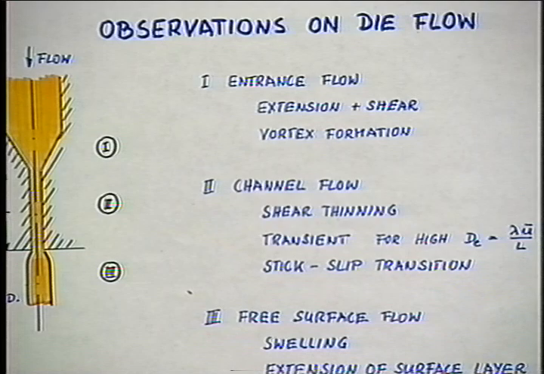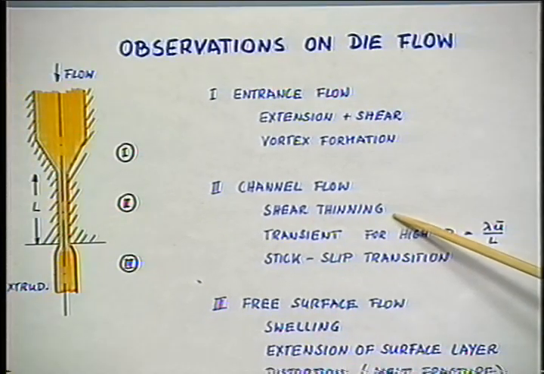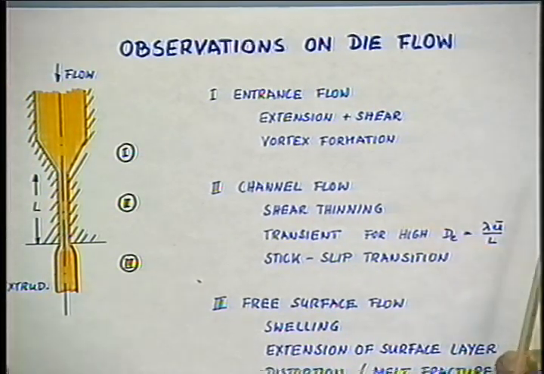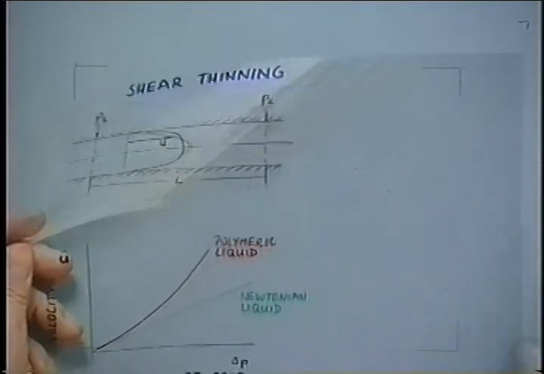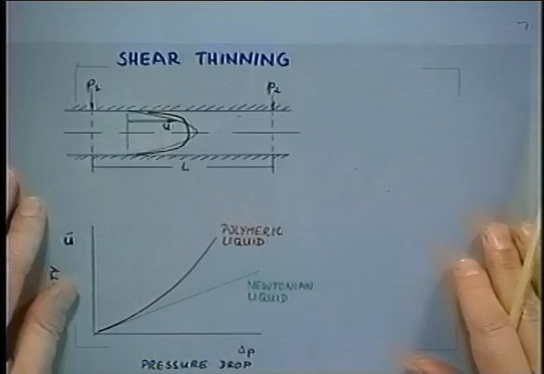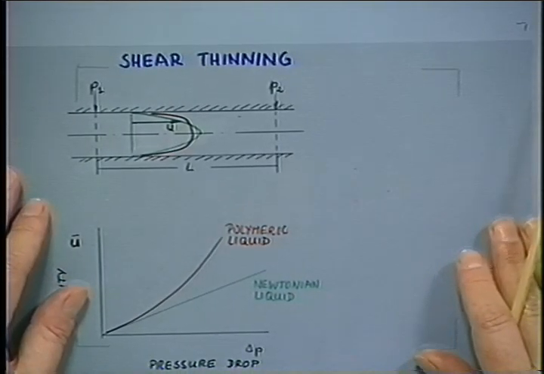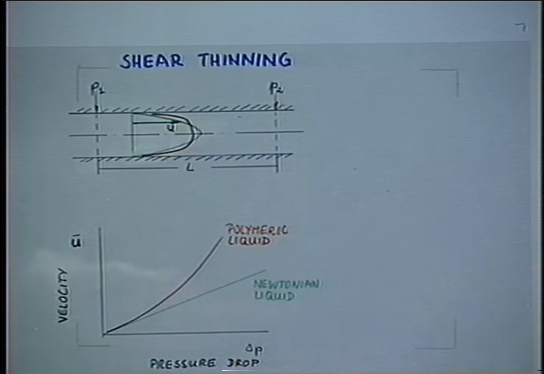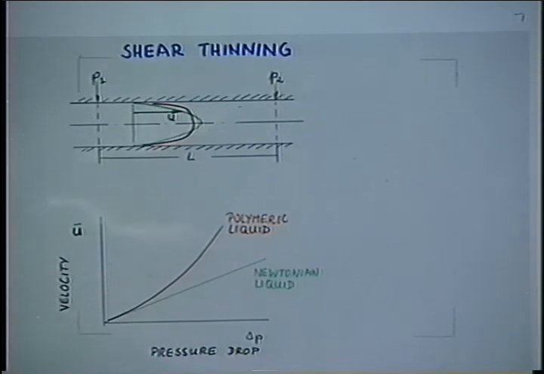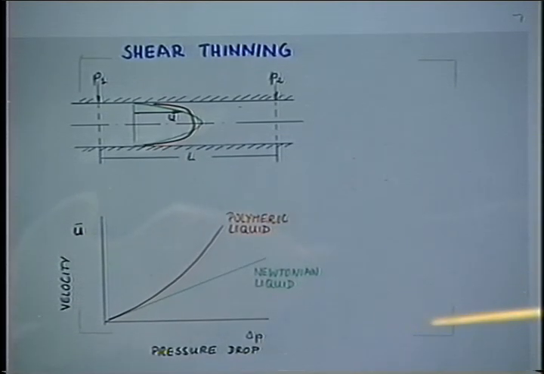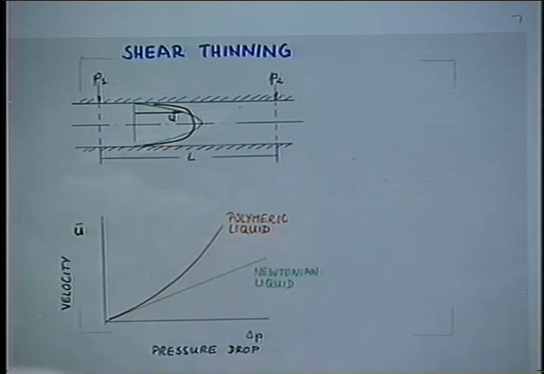Now let's look at the zone in the die, the channel flow region. What's happening here? The most drastic phenomenon is shear thinning, and it goes something like this. You would mount some pressure transducers along the die, so you measure the pressure, say, in two positions, or you measure the pressure upstream, and you have zero pressure at the outlet of your die. So you measure the pressure drop, or the pressure which is necessary to generate that flow.